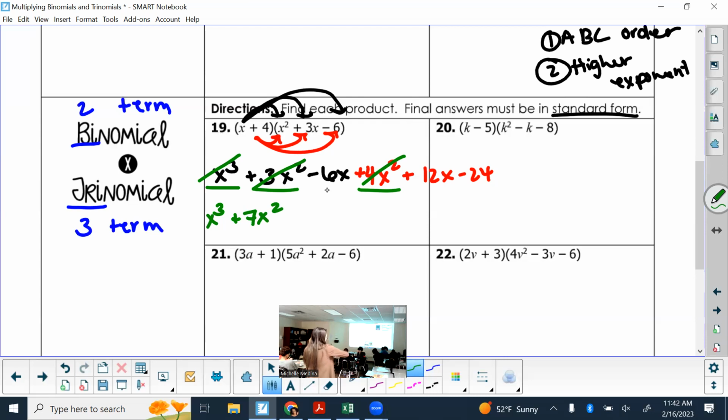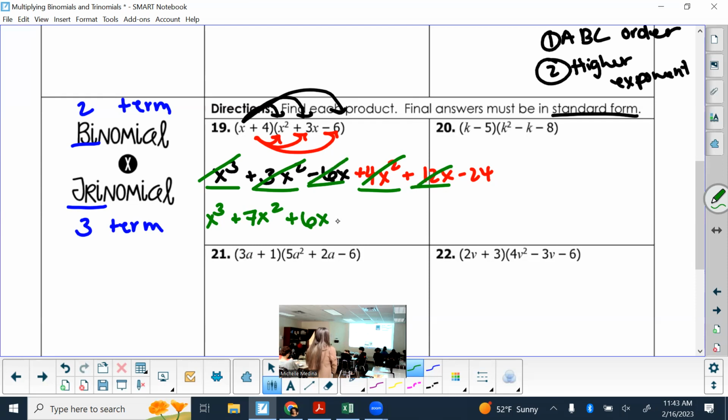Next higher exponent on the x would be, and is there another x to the first power? -6x plus 12x is a positive 6x, so put plus 6x. So keep the sign that's in front of each term because that counts for when you're combining. -6 plus 12 is +6. And then we're done with those.